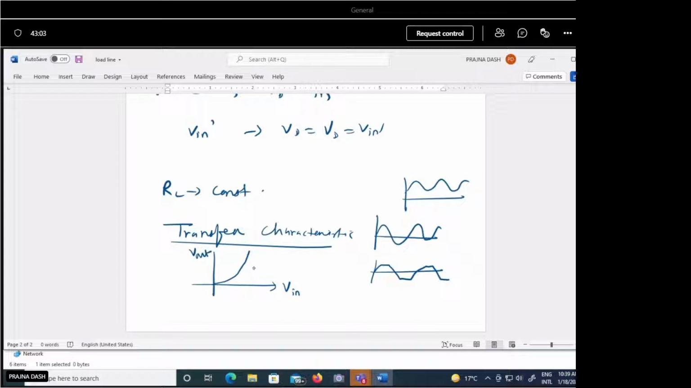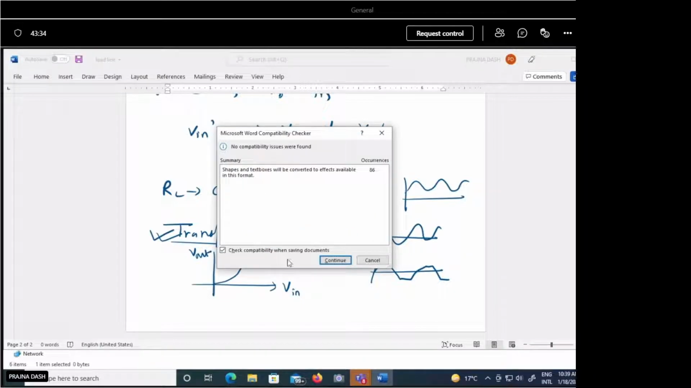So we can apply an analytical method for finding the output voltage. Also we can use the graphical method, or the transfer characteristics method, for finding the output waveform from the input waveform. Whatever input signal we apply, what output we will get, we can analyze from the transfer characteristics. We will use this in the analysis of the rectifier. Okay, so this is about the AC load line and DC load line of the diode.